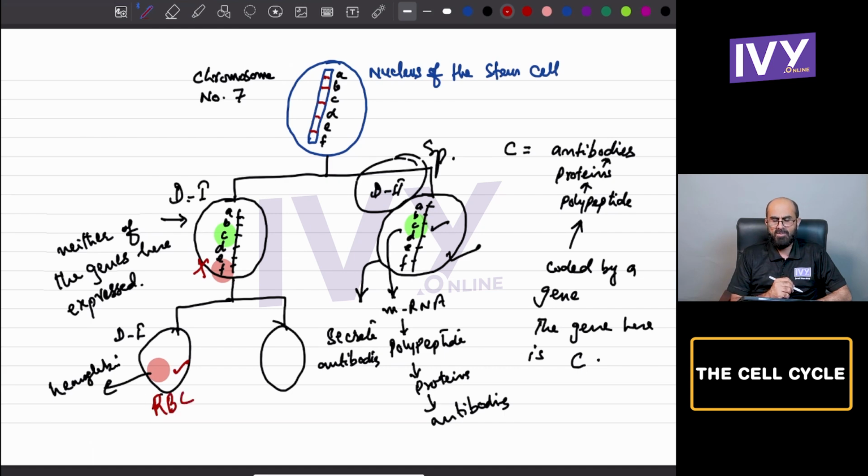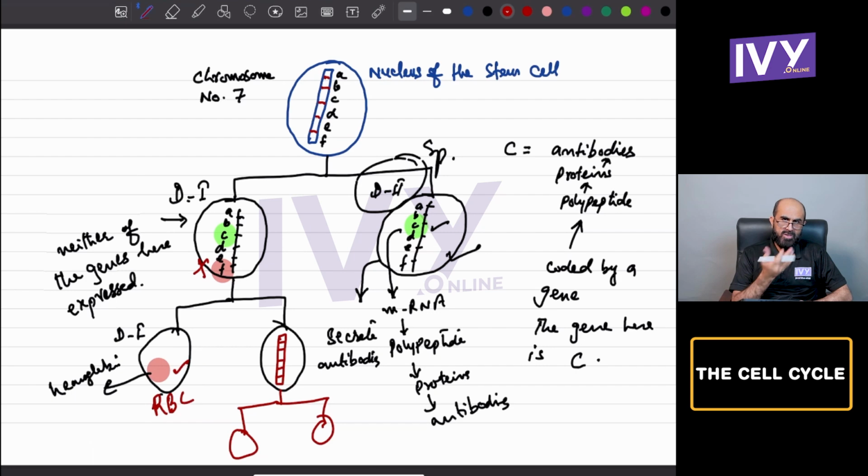Now it's converted to an RBC, and an RBC cannot multiply further, so it has become specialized. And again, in these other cells, all the genes will not be expressed, so it again acts as a stem cell. So it again divides into two more cells with the same procedure. It will repeat again and again. So on one side we are producing the specialized cells, and on the other side we are producing the stem cells.